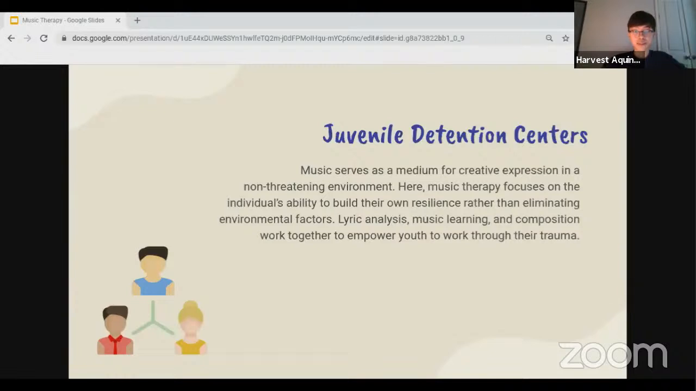Through lyric analysis, music learning, and composition, music empowers youth to work through their own traumas, improve self-worth, confidence, emotional resilience, and stress coping strategies. I also saw someone else guess that earlier too.